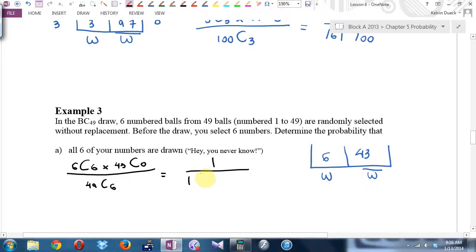13,983,816. Chance of winning, 1 in 14 million. Well, not quite, but close, right? 13.9, let's just round up. Chance of winning is about 1 in 14 million.